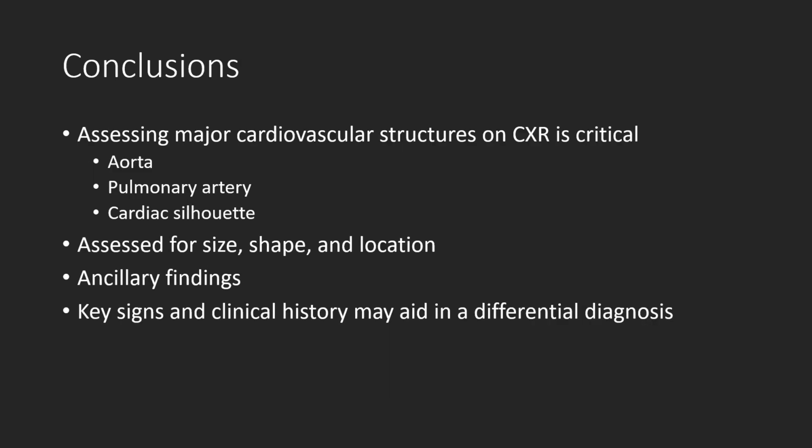In conclusion, assessing the major cardiovascular structures on chest X-rays is critical. In this lecture, we focus specifically on abnormalities of the aorta, pulmonary arteries, and cardiac silhouette, which demonstrated that it is not only important to assess size, but also shape and location. We also highlighted some ancillary findings, clinical clues, and signs that may lead to a specific diagnosis.